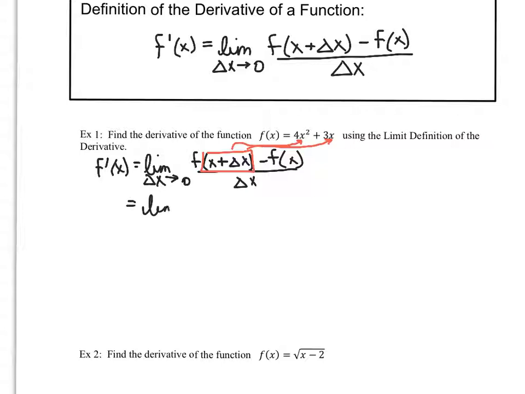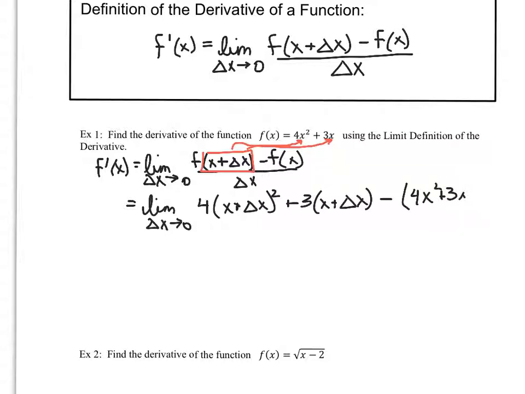The limit as delta x approaches 0 of 4 times x plus delta x squared plus 3 times x plus delta x. That takes care of f of x plus delta x. Now we're going to subtract the whole function, and the function, of course, is 4x squared plus 3x. And put the whole thing over delta x. Now it's just a matter of simplifying the algebra before we take this limit.